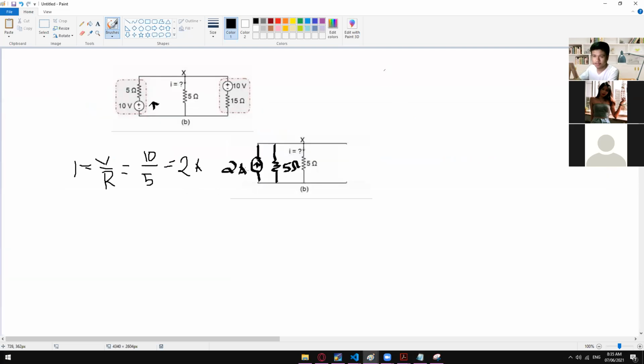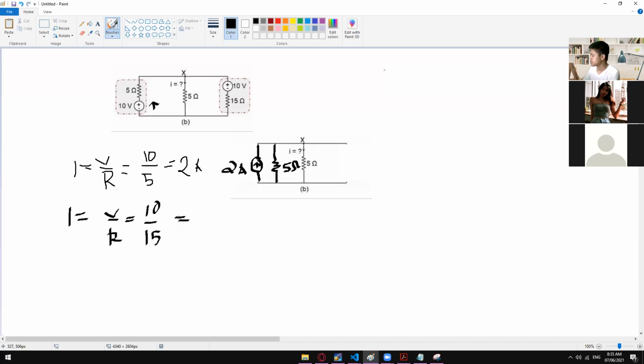So let's now solve the right side branch. Same concept. As you can see, we have a series connection of a voltage and a resistance. If that condition is met, then we can transform this into a current source. So I is equal to V divided by R. The voltage is 10 volts and the resistance is 15 ohms.